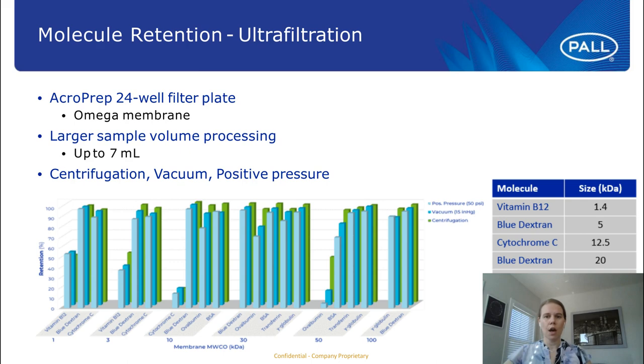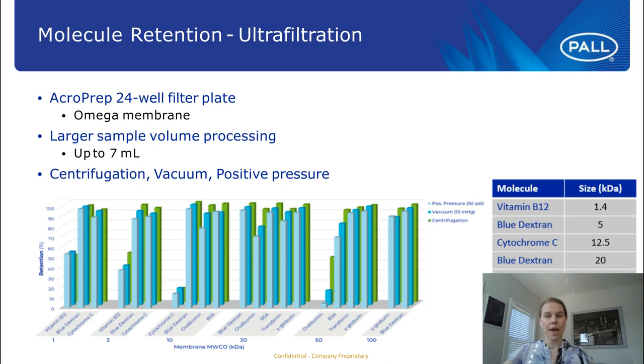We used centrifugation, vacuum, and positive pressure filtration methods in this case, just to compare which method performs better. And we looked at the retention of a particular molecule. Now, I know this is a busy table or graph that you can see on your screens, but the take home message is that it's really important to select the right membrane with the right molecular weight cutoff in order to obtain the molecule of interest.